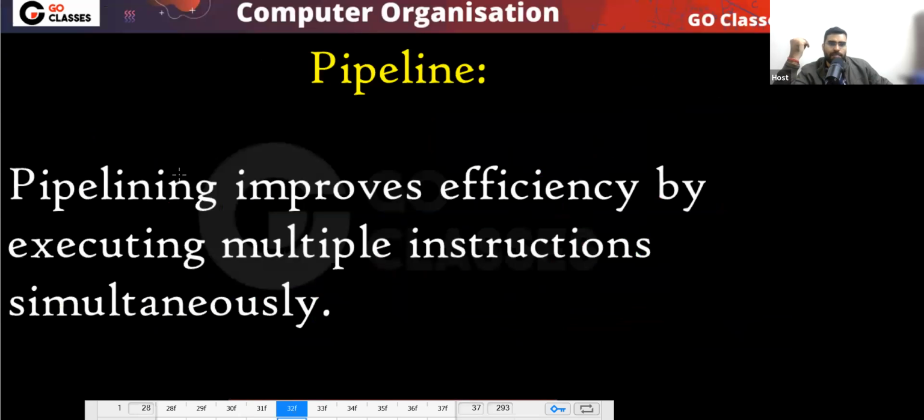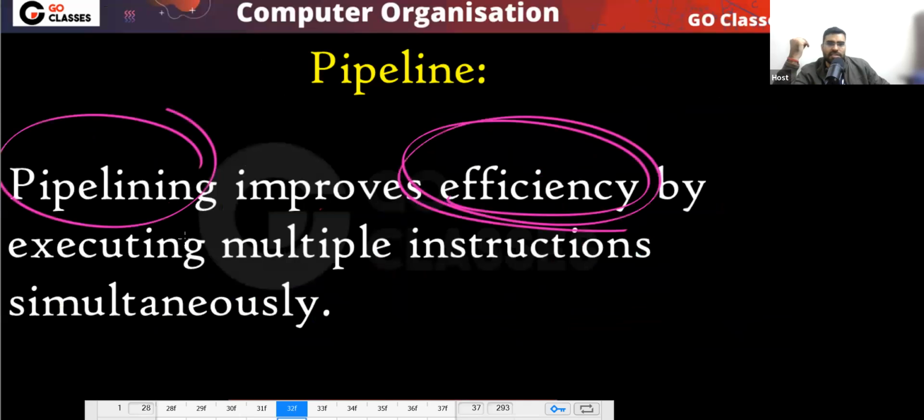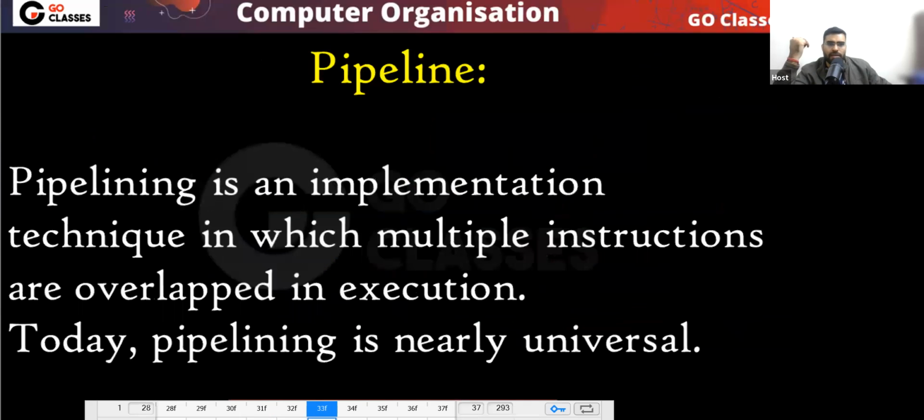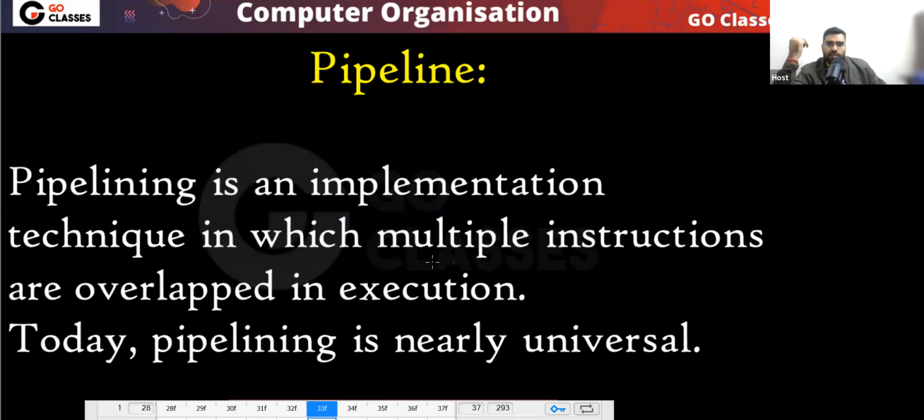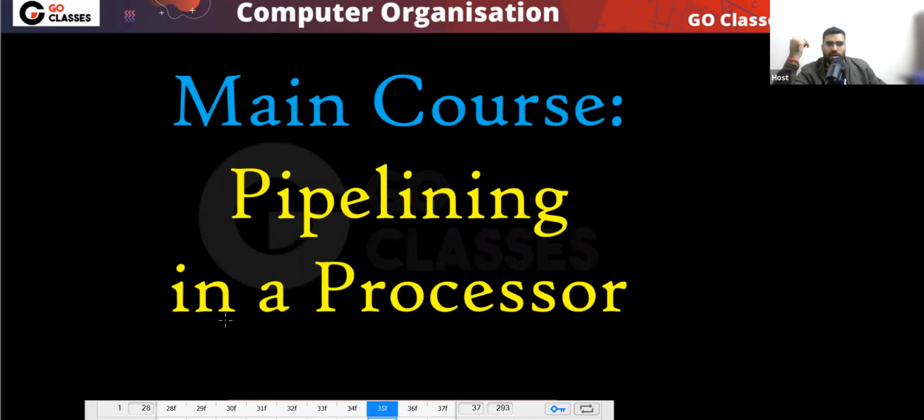So what is pipeline? Pipeline will improve your efficiency by executing multiple instructions at the same time. Okay, so you can see pipeline is an implementation technique in which multiple instructions can be executed at the same time. Okay, now let's move on.